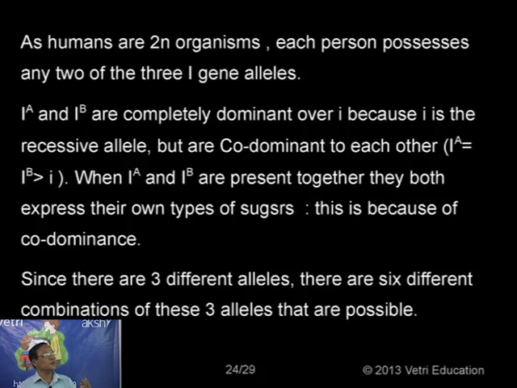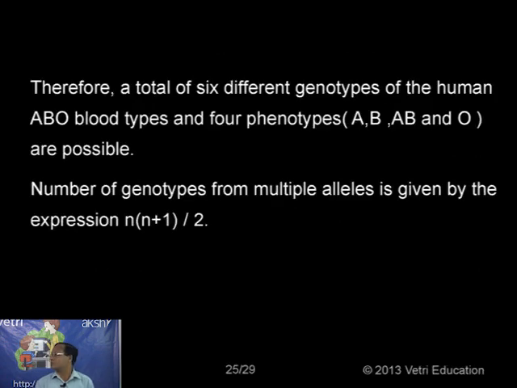As we have three different alleles, there are six possible genotypes. For A blood group, two genotypes. For B blood group, two genotypes. For O blood group, only one genotype. And for AB blood group, one genotype. Together, six genotypes are possible. So a total of six different genotypes of the human ABO blood types and four phenotypes are possible.